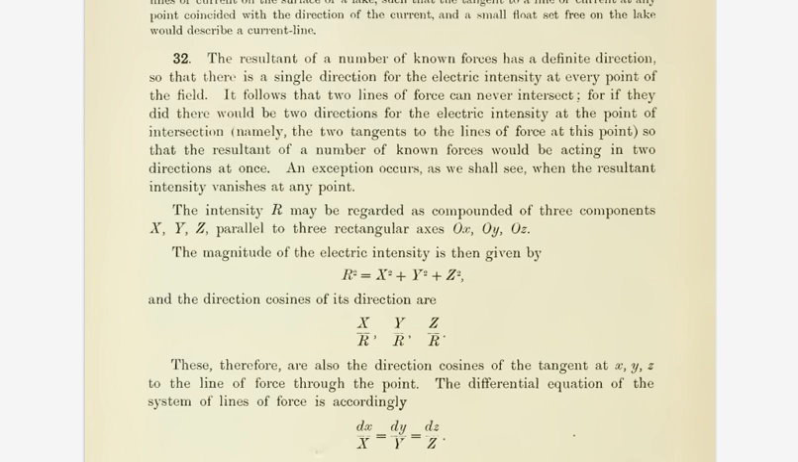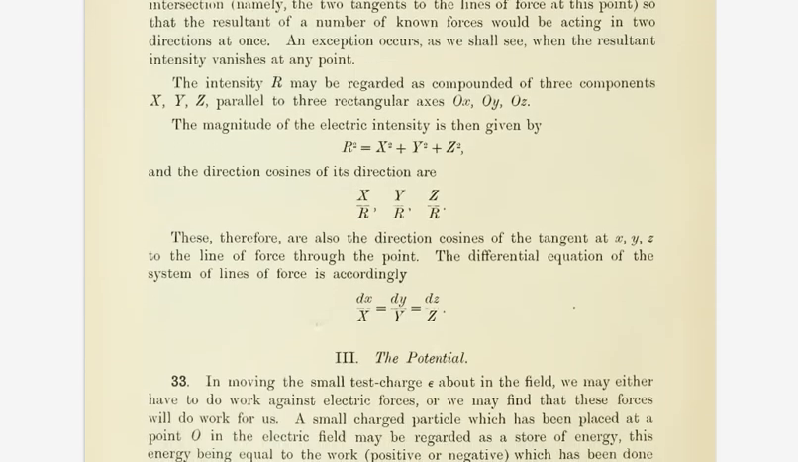The intensity, R, may be regarded as compounded of three components X, Y, Z, parallel to three rectangular axes Ox, Oy, Oz. The magnitude of the electric intensity is then given by R² = X² + Y² + Z², and the direction cosines of its direction are X/R, Y/R, and Z/R. These, therefore, are also the direction cosines of the tangent at x, y, z to the line of force through the point. The differential equation of the system of lines of force is accordingly dx/X = dy/Y = dz/Z.